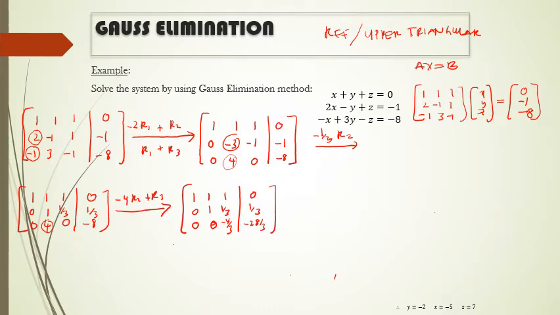So now we can stop here, but it's better to make it 1 here, to simplify later on. So negative 3 over 4 of R3. The answer will be 1, 1, 1, 0, 0, 1, 1 over 3, 1 over 3. Here is 0, 0, 1. Here is 7.